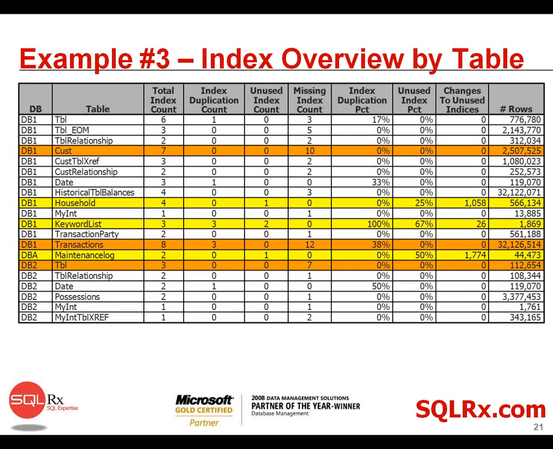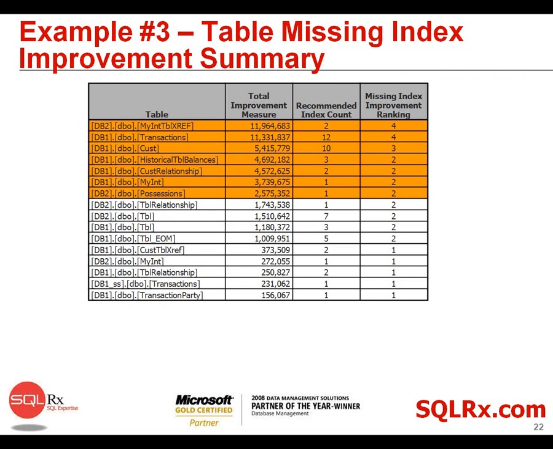So these are things that can be very helpful to you in terms of determining overall what you should do as far as tuning indices. And the final part of this example is the total improvement measure as estimated by SQL, what it's going to be, and how many indices have been recommended.